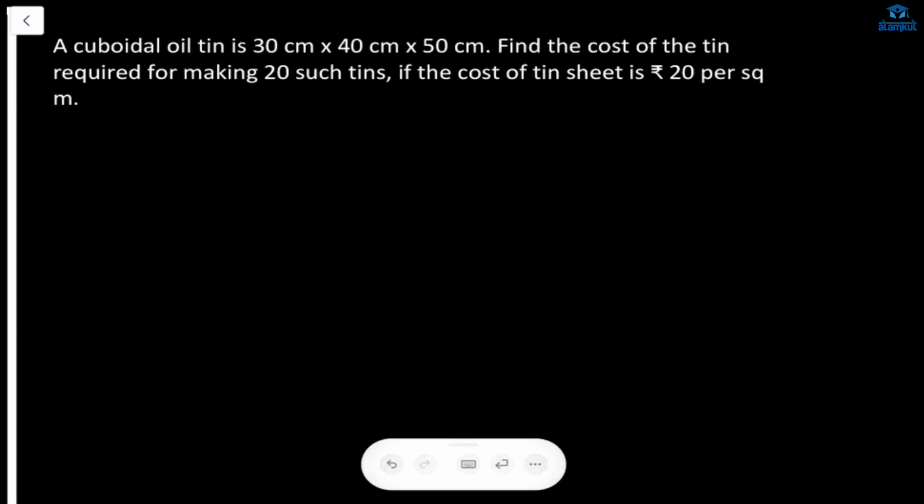If you are making a tin, the whole top to bottom, the whole cuboid will be there, so all 6 faces will be required. Yes or no? So you need to find the total surface area of one tin, then multiply it with 20 such tins. The cost of tin sheet is 20 per square meter, and total surface area is in square units, so you just multiply with rupees 20 and you will get the answer.